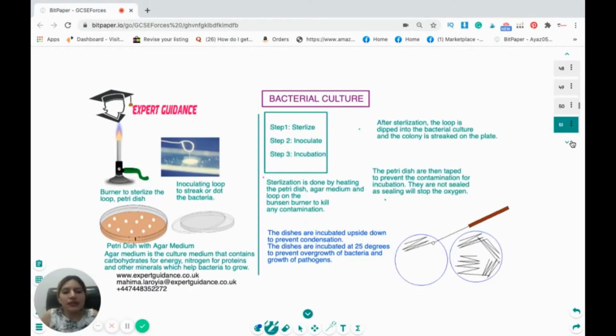Now, this is a little practical question on how to culture the bacteria. To culture the bacteria, we have 3 steps: sterilize, inoculate, and incubate. Now, what are the equipments we require to culture the bacteria? We require a burner so that we can sterilize everything we use by heat to kill any other bacteria or pathogen which is there. This is an inoculating tube.